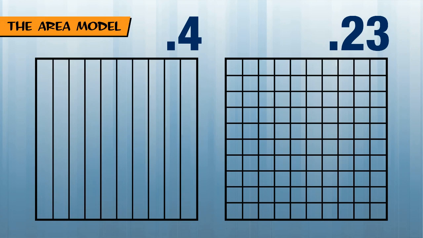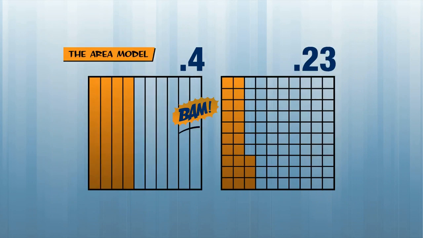First, we use an area model. This model represents 4/10 and this model 23/100. Just by comparing the areas, we can see that 4/10 is larger than 23/100.